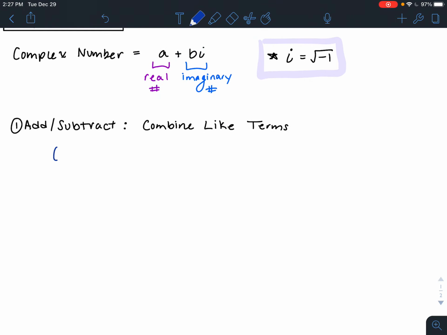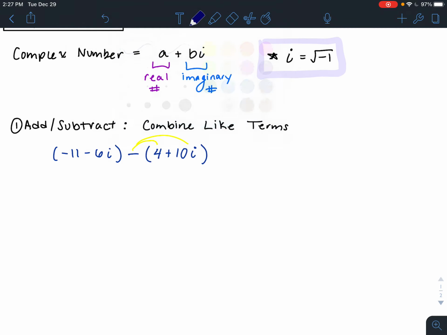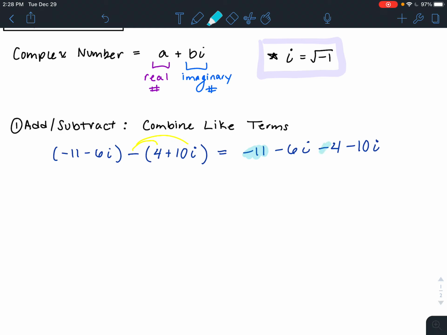So for example, if we want to look at a problem like this, we're going to add the complex number -11 minus 6i. We're going to subtract the complex number 4 plus 10i. So we use those parentheses to group that this is one complex number and this is a second complex number. The first thing we want to do is distribute that negative sign, just like we would with an algebraic expression if we were combining like terms there. I'm going to leave the first group alone, and then when I distribute, I'm going to get -4 minus 10i.